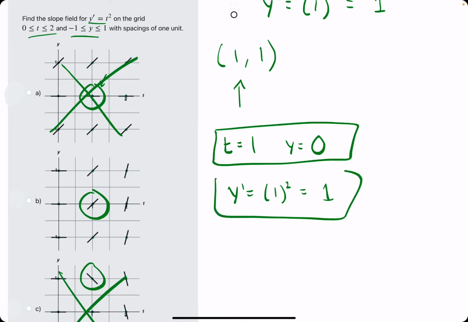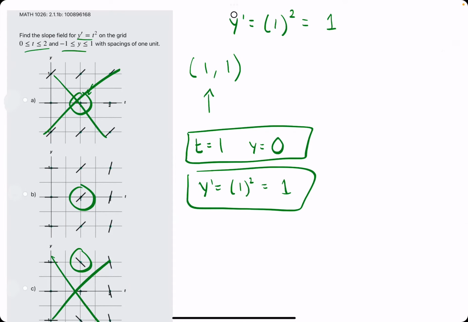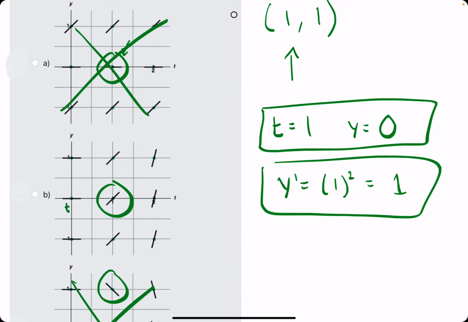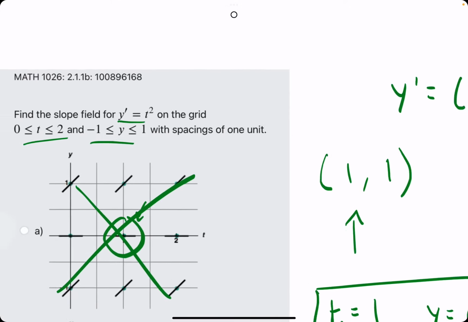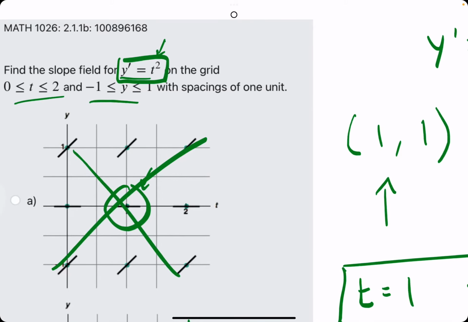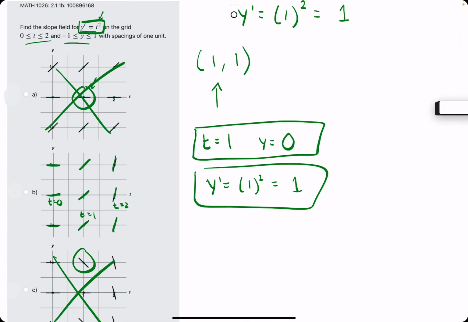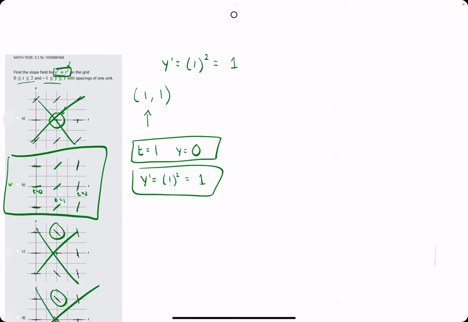So what we found out basically is, because the y prime value is only dependent on the t value, we can see that as t starts at 0, all these are flat. As t goes to 1, all of these have a slope of 1. And as it goes to 2, all of these have a slope of 4, because you're squaring 2 once you plug it in. So that's basically the idea. Process of elimination, and then making sense of it with the differential equation for all other t and y values. So let's break out the eraser to see that B is in fact our answer.